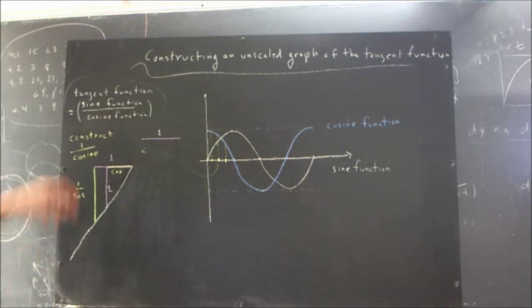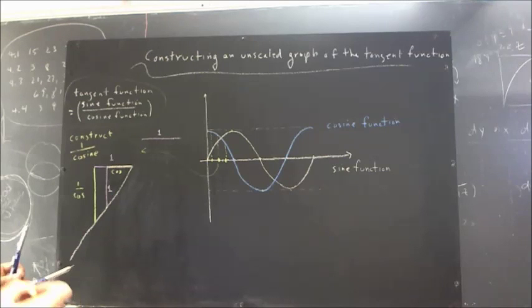Okay, we've constructed a segment that represents the reciprocal of the cosine. Now we want to find something that represents the product of the reciprocal of the cosine with the sine. And this is something you really should think through. You really shouldn't wait, you really shouldn't just go ahead and let me show you how to do this.